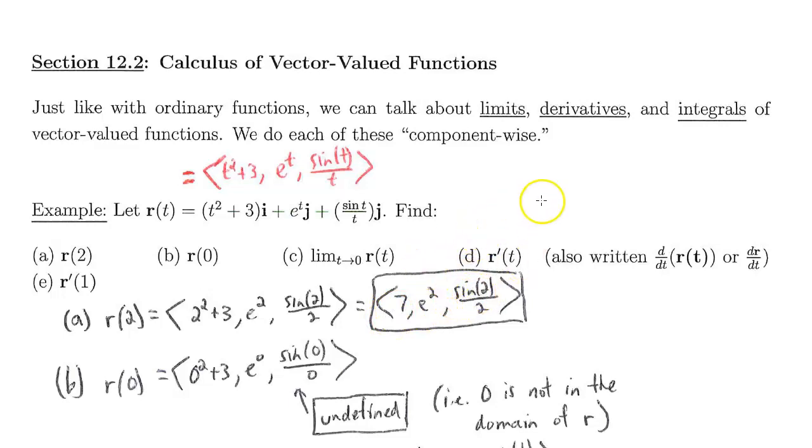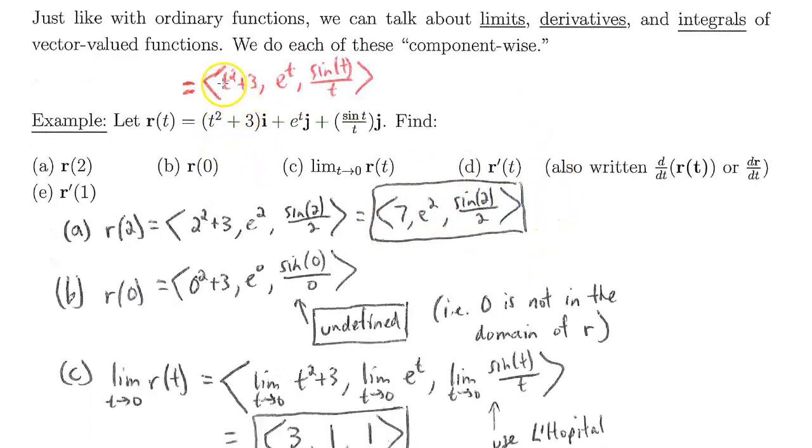Now what's r of 0? We do the same thing, only notice what happens in the third component here. We get sine 0 over 0, which is undefined. That's 0 over 0. So even though r of 0 is defined in the first two coordinates, the vector as a whole is undefined because it's not defined in the third coordinate. So 0 is not in the domain of this vector-valued function.